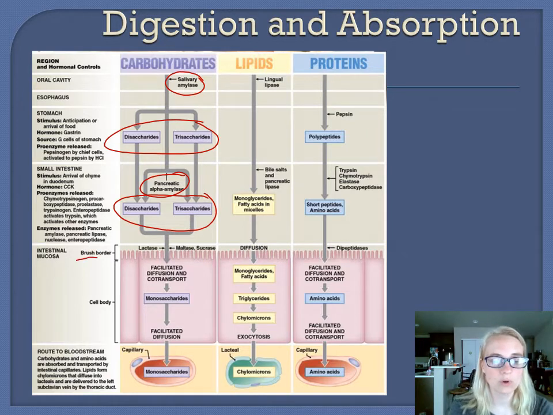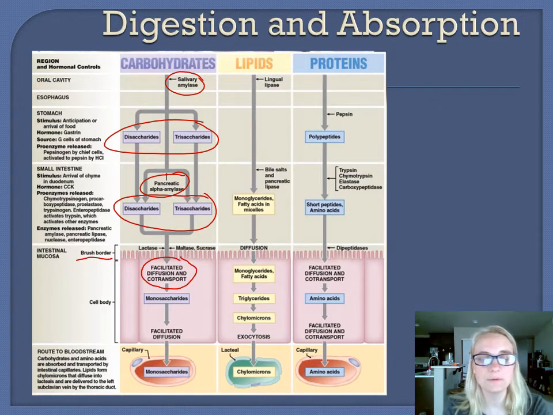And then lastly, we're here at the brush border, right? So remember, the brush border was the enzymes that are found at the top of those microvilli. So here's our enzymes. Lactase breaks down lactose. Maltase breaks down maltose. Sucrase breaks down sucrose. And now we have individual monosaccharides. They are brought into the cell via facilitated diffusion and co-transport. So here's our monosaccharides, and then we use facilitated diffusion to get them into the bloodstream.